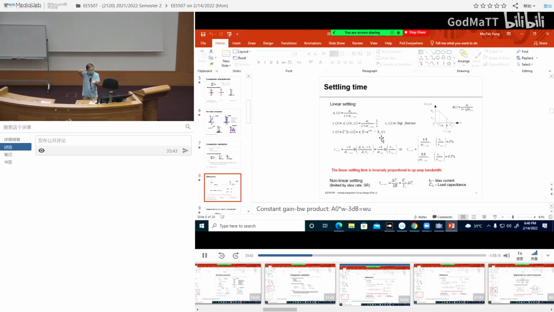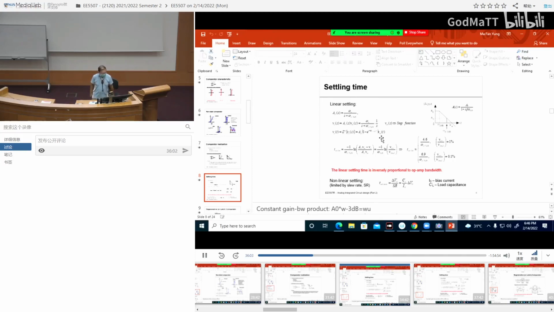Actually, this exponential output is not even considering slew rate. This is assuming that even if your op-amp has infinite slew rate, due to the finite bandwidth, it will still be an exponential settling.